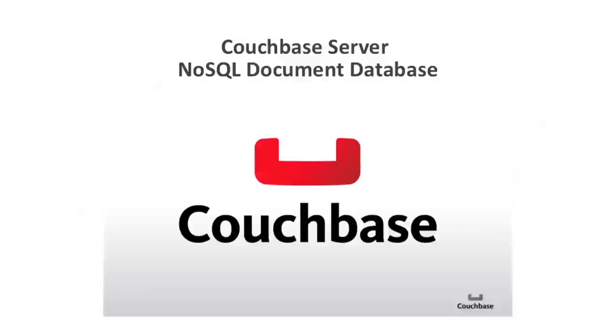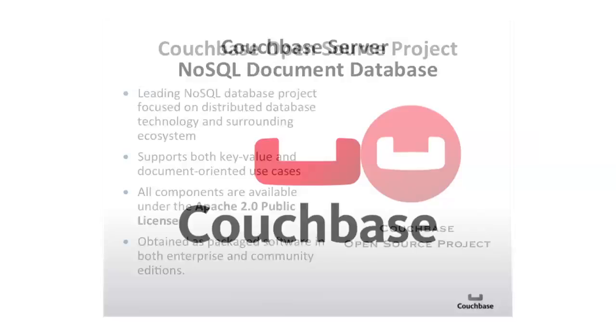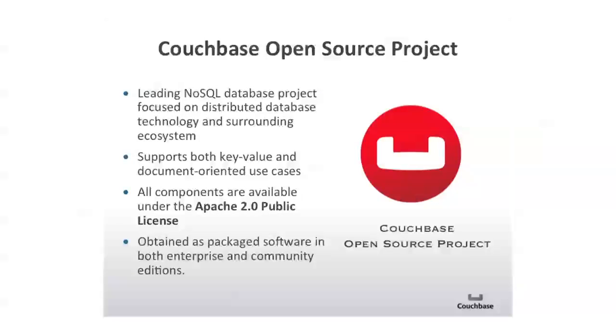Couchbase Server is based on the Couchbase open source project. It is an Apache 2.0 project. We have our community edition as well as enterprise editions available. Today we released our Couchbase Server 2.2 enterprise edition, which includes a lot of great features. So we'll take a look at what those are.